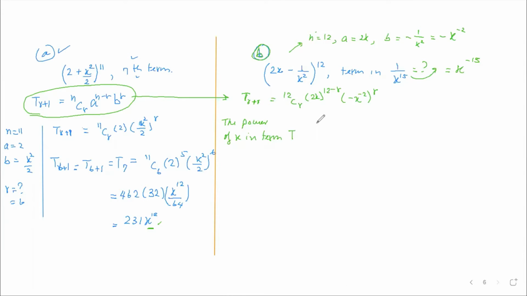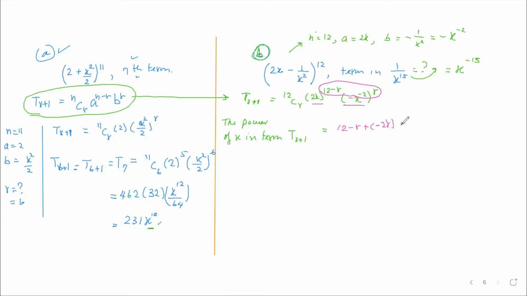In term t, right? In term t plus 1. So from here we got this one equal to the power of x in term of t plus 1. That means we get only the power here of this term at this term. Get the power of this one. Plus it up. So this one equal to 12 minus r. And this one time, right? Plus minus 2r, right? Just lay down in this way.